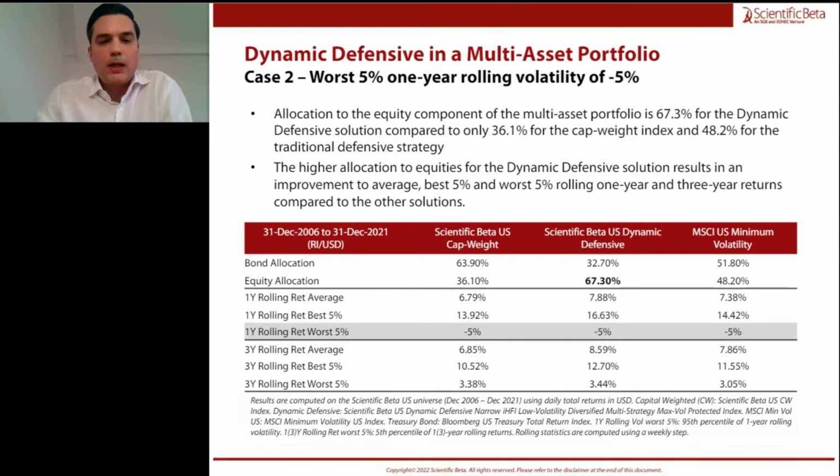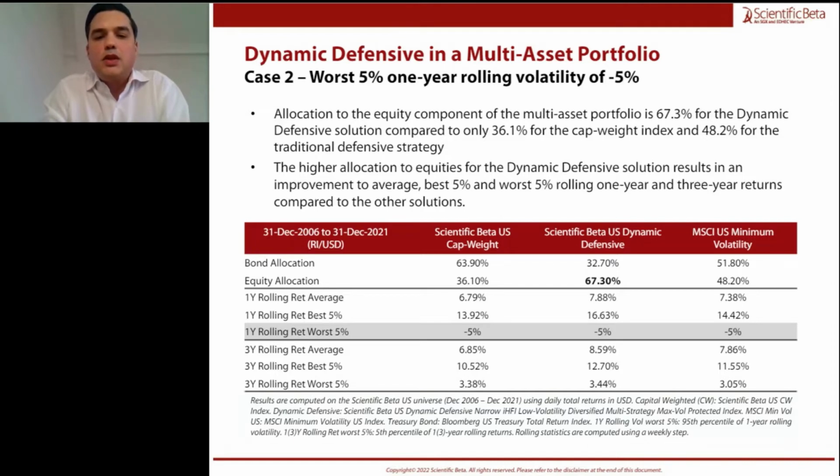Moving on to case study 2, here, instead of targeting the same level of average volatility, we are trying to match a similar level of downside risk. And we do that assuming that all portfolios have the same worst 5% 1-year rolling return at a level of minus 5%. If the investor's risk appetite is set at this level, he will find an optimal allocation for the equity bond mix at a level of 36 equity, 64 bond if he uses the traditional cap weight.